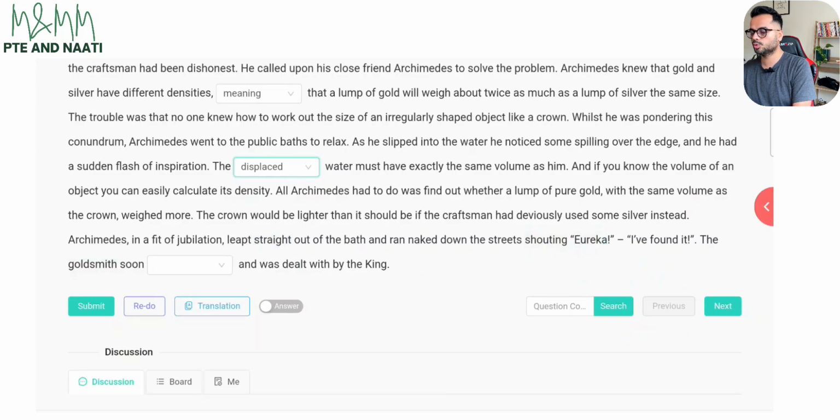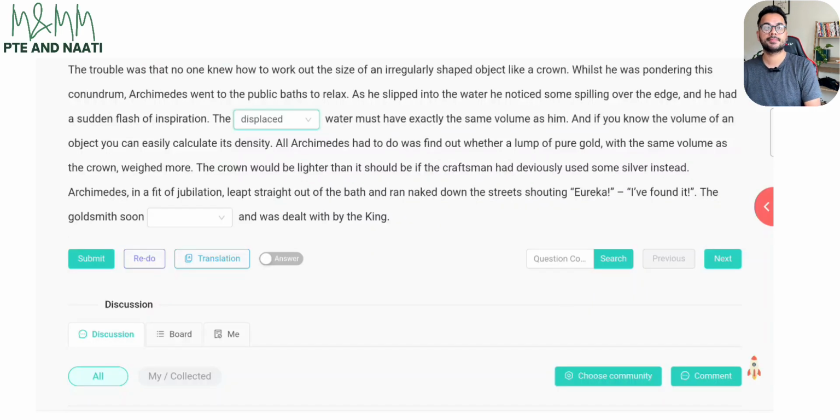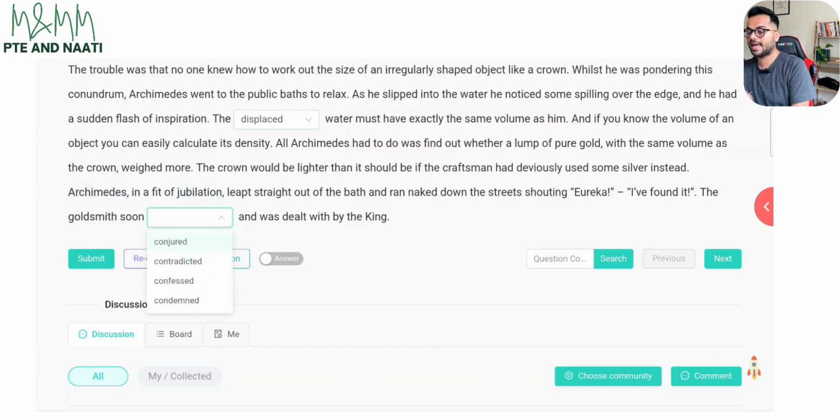And the last one, again, I'll skip over all the content in the sentences. Last sentence: the goldsmith soon dash and was dealt with by the king. So the goldsmith is who they were talking about, that the king was suspicious about. Goldsmith soon dash. So he soon did something and then was dealt with by the king. That means the king might have given him some punishment or some sort of judgment. If you look here, it should be if the craftsman had deviously used some silver inside. That means that person was doing something dodgy. So obviously when Archimedes found out about what dodgy thing was happening, goldsmith soon dash.